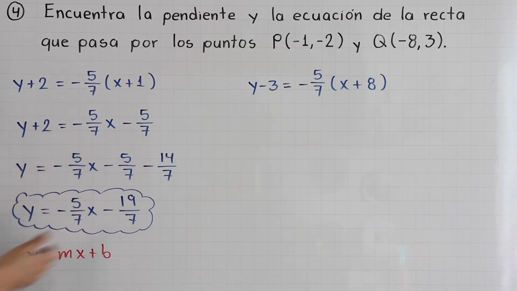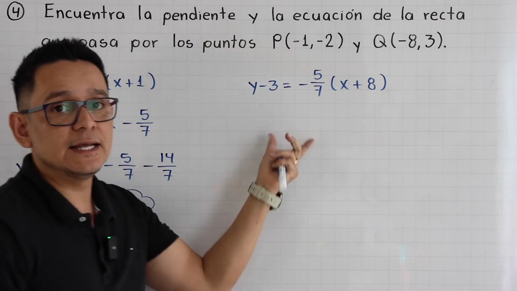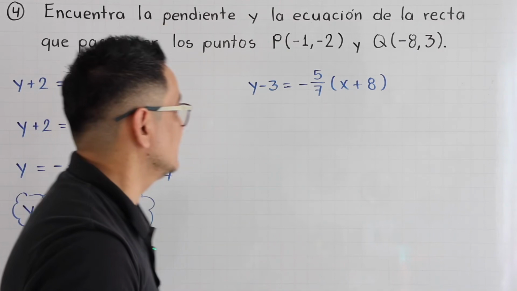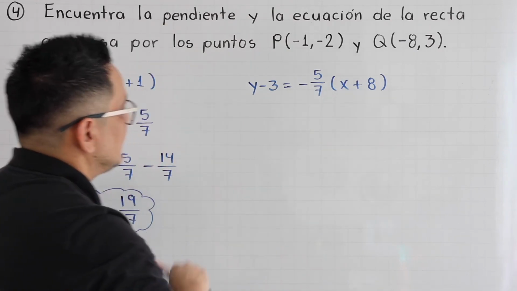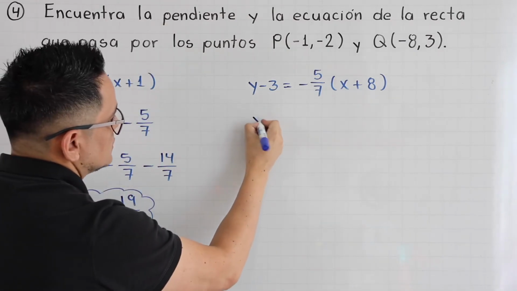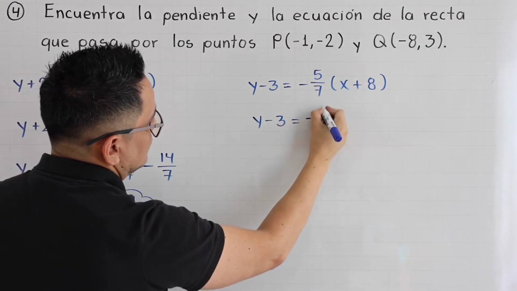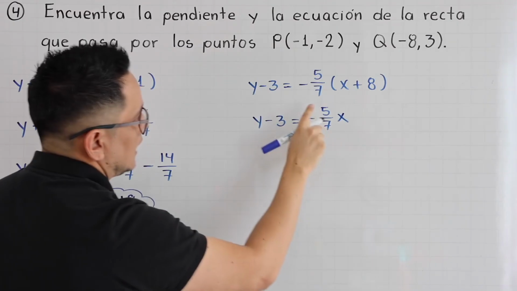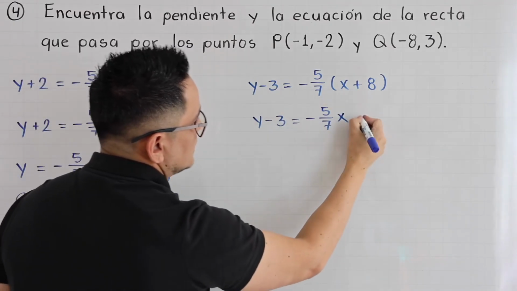Well, the same thing I just did here, I'm going to do on this side, and we have to get to the same equation in its point-slope form. All right, let's do it. So here I get that y minus 3 equals minus 5/7 times x. And then here, let's see. Here we have minus times plus, which is minus.